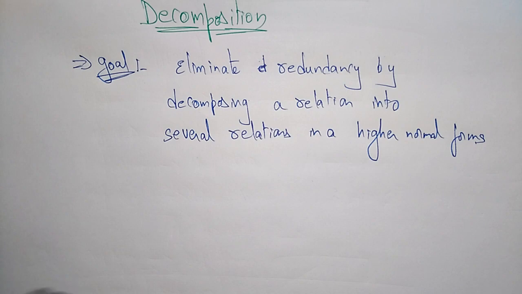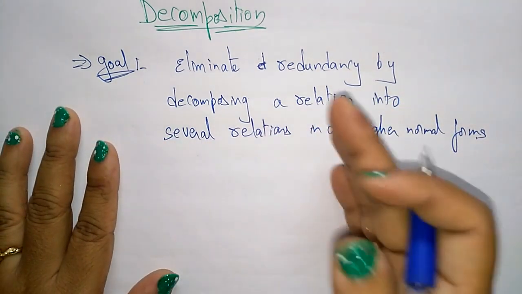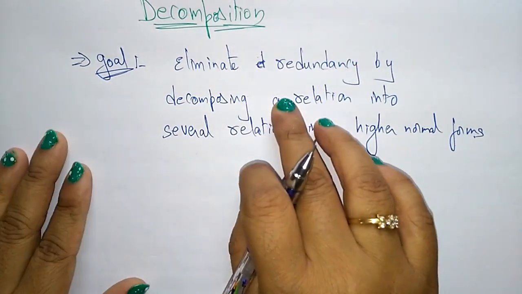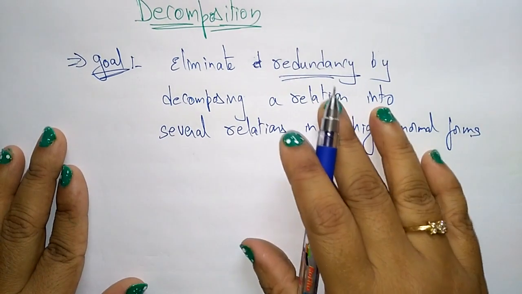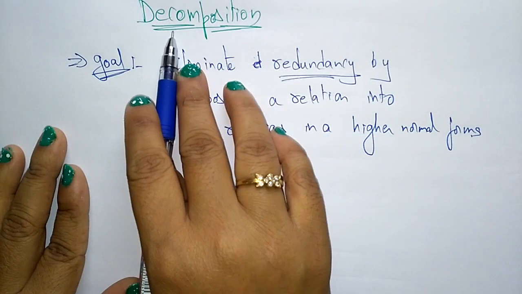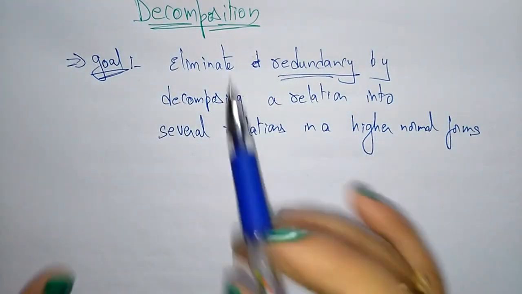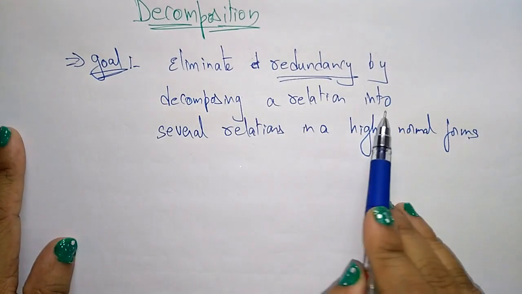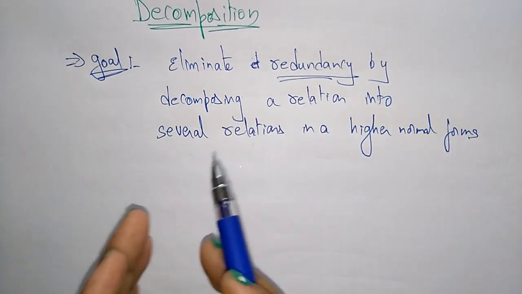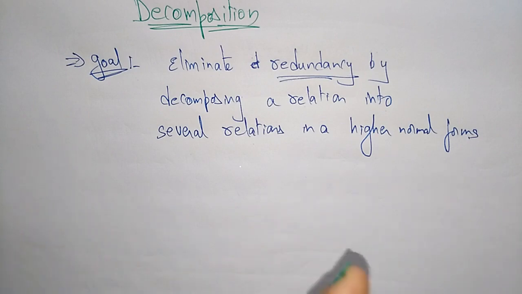So why does it eliminate the redundancy of the table? What is the redundancy? A redundancy is nothing but the same piece of data held in two separate places. Suppose the same data is present in two separate places in the same table, then you call it redundancy. Means the same data is present in different areas in the same table. So to eliminate that redundancy, we use a decomposition technique. Means we are dividing. So the main goal of decomposition is eliminating redundancy by decomposing a relation into several relations. A single relation will be divided into several relations, and we hope that it eliminates redundancy.